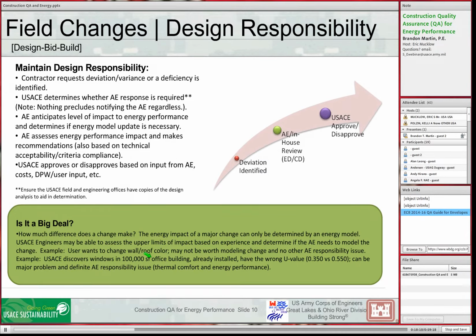We can't just decide, oh, well, he owes us a credit and let it go. What about the other effects to the systems? What about our energy performance? So let's not brush it under the rug. We need to make sure we consider that.